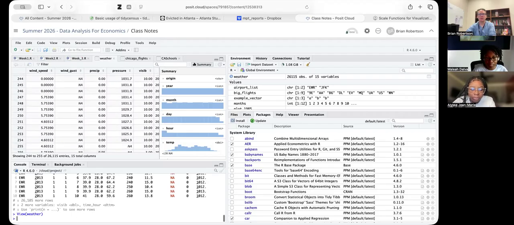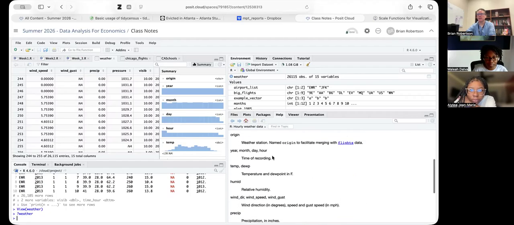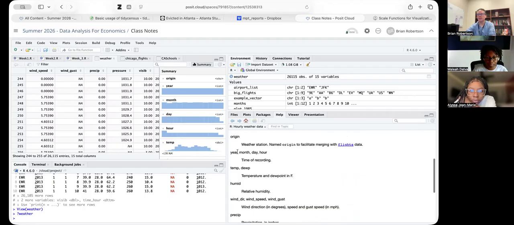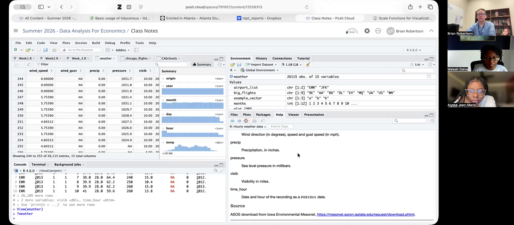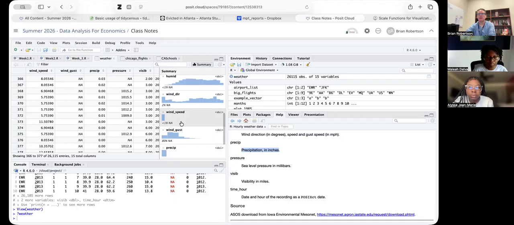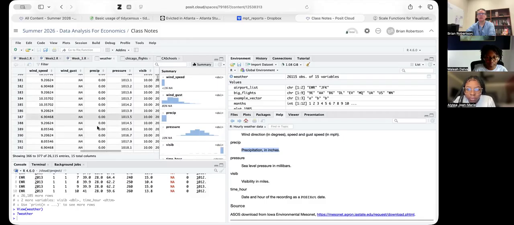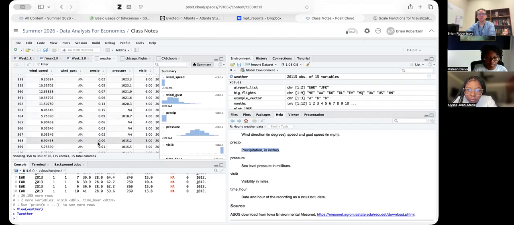Let's go and pull up weather real quick. So weather has day, month, year, hour, humidity, dew point, wind direction, speed. Okay. Precipitation in inches, right? So this is the amount of precipitation collected by, oh, there we go. Yep. So I've got some precipitation values in here, in inches.